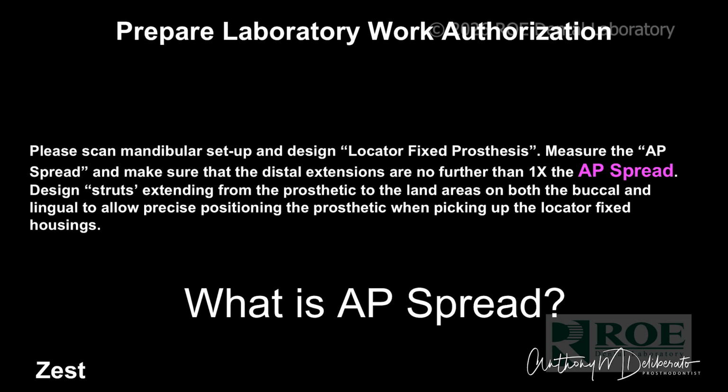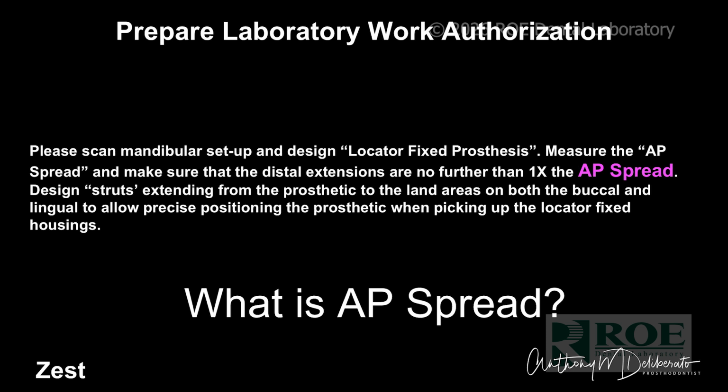With traditional screw retained restorations, the cantilever can be 1.5 times the AP spread in general. With locator fixed, it can only be 1 times the AP spread. And that's just because screws give you a rigid connection and the inserts are not quite as rigid.